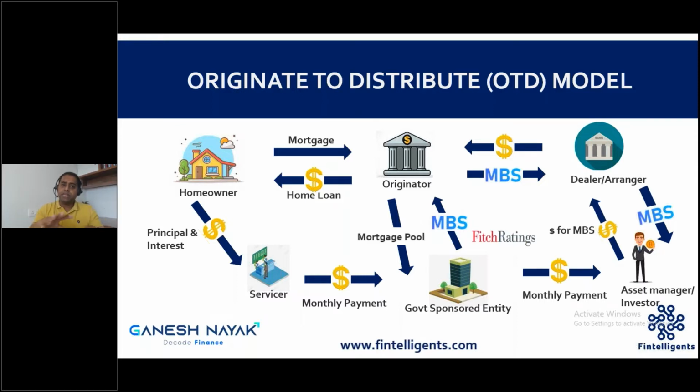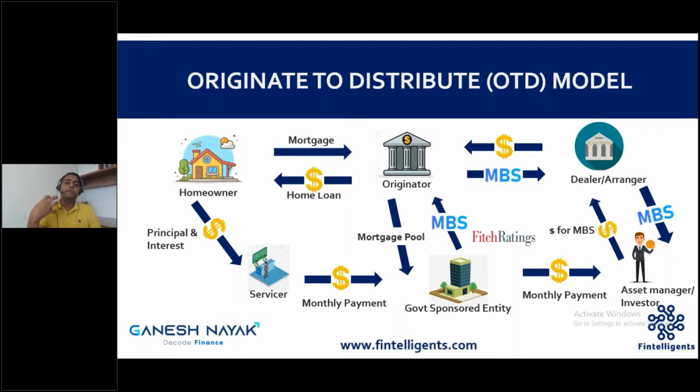There can be very many variations of this. I've just given you a very simple and structured version. So what is happening? A homeowner is taking a mortgage from the originator. The originator is creating many pools of home loans and going to the government sponsored entity. The government sponsored entity takes that pool, creates a structured product, which is the mortgage backed security, MBS, and gives it back to the originator. The originator would take it to the rating agency, get the rating for the product, and then try to sell it in the market to a dealer.